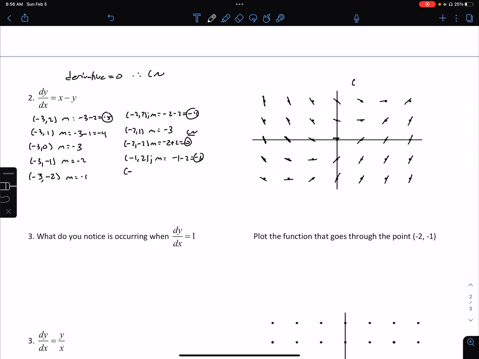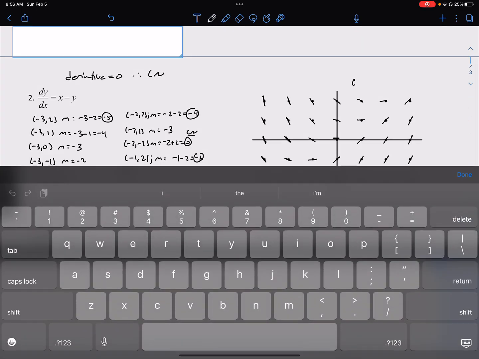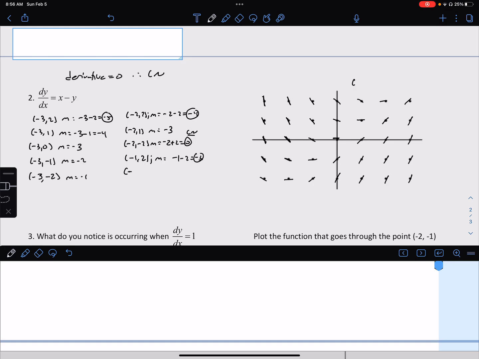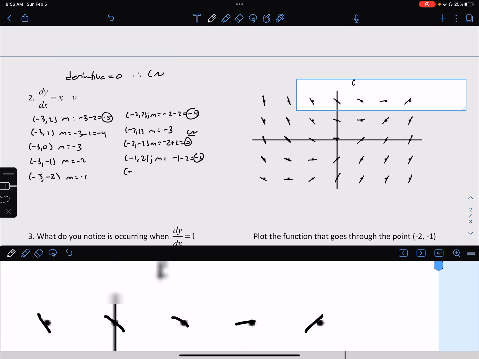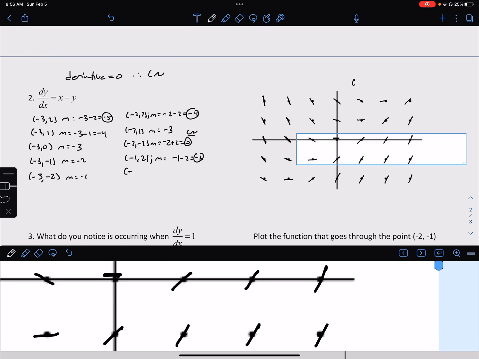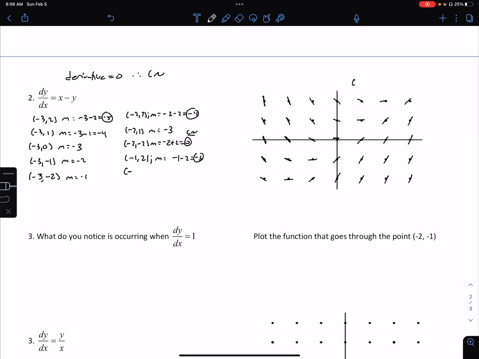Your graphs don't have to look perfect by any means, but you want to make sure that your slopes kind of look like a slope. If this is a slope of 1 right here, make it look like a slope of 1, as close as you can. All right, so there's our slope field. Now, this does not look like any function that we know, but let's talk about this.